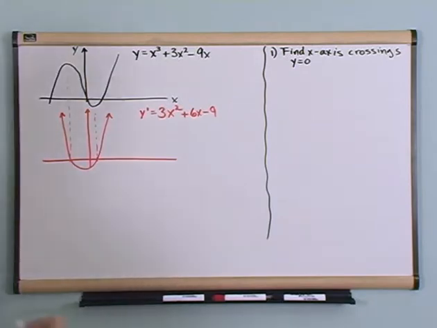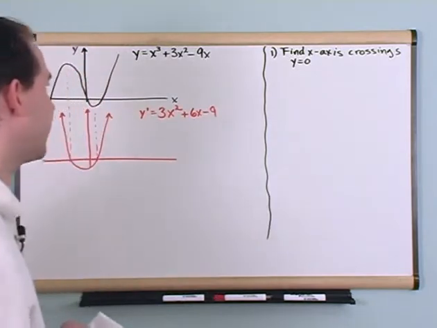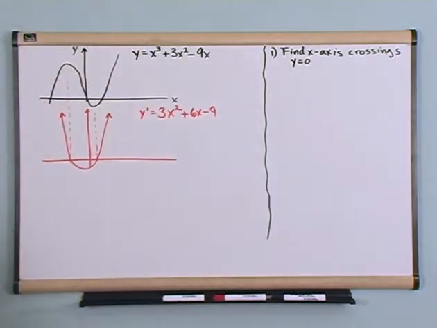So that's sort of the first thing on the list. You don't have to do this all the time, but it sure does make your plot more accurate if you could solve the equation for y equals 0 and then plot that.